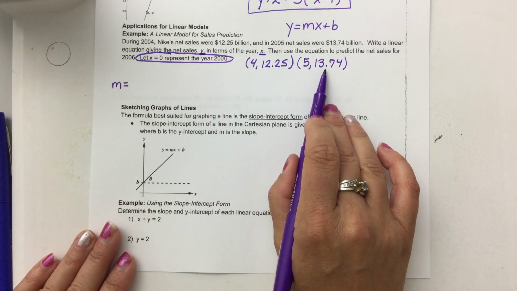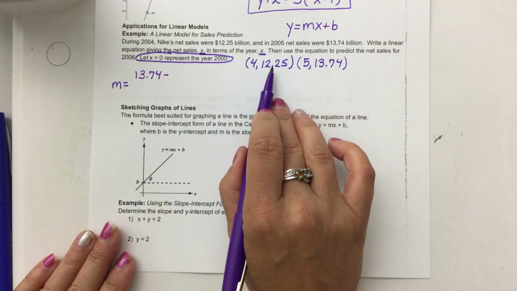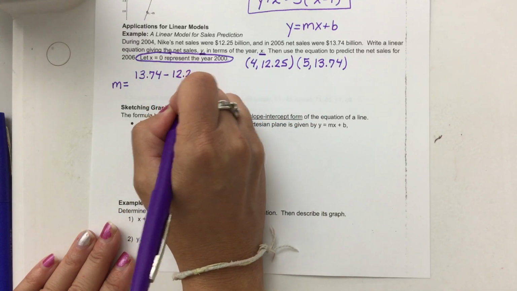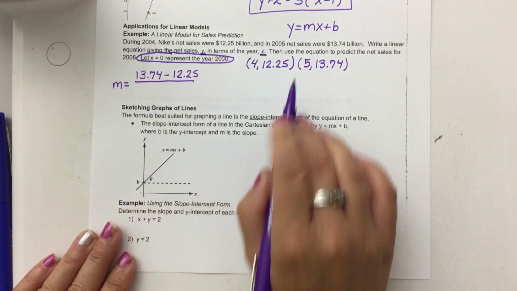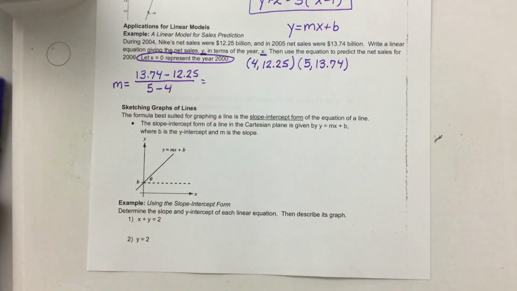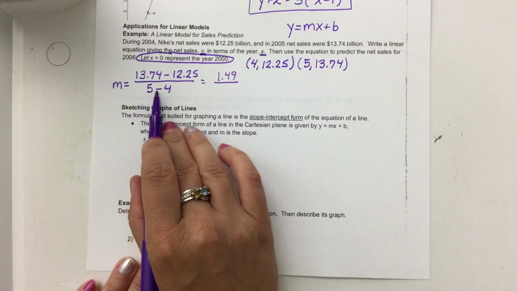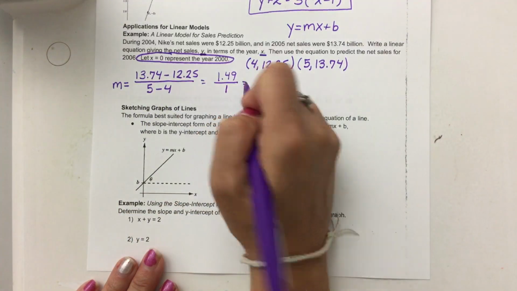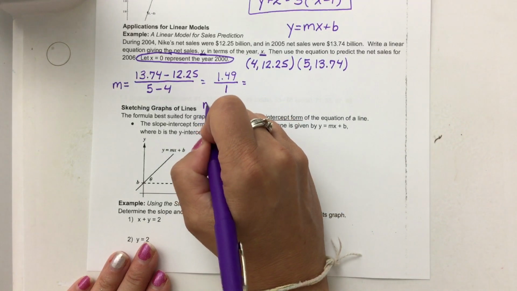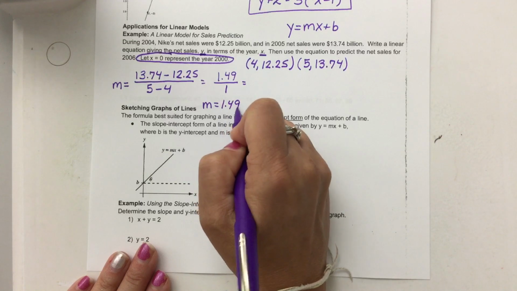So m equals the second y, 13.74, minus the first y, 12.25, over the second x, 5, minus the first x, which is 4. So when I'm doing my calculations, 13.74 minus 12.25, we have 1.49 over 5 minus 4. That is a 1. If you ever divide by 1, we can make this a little bit easier by just saying 1.49 divided by 1 is 1.49.